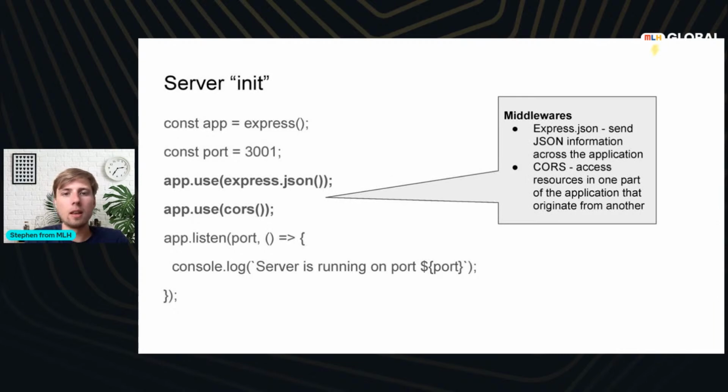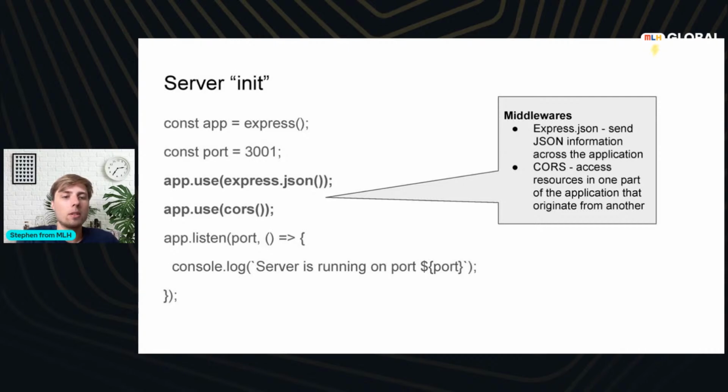Middlewares are sort of these interfaces that allow the information to be sent around the application. So express.json is sending JSON information across the application. And CORS is allowing you to access resources in one part of the application that originate from another. So these middlewares are really helping us in our project. And that's why they're important to import and use.